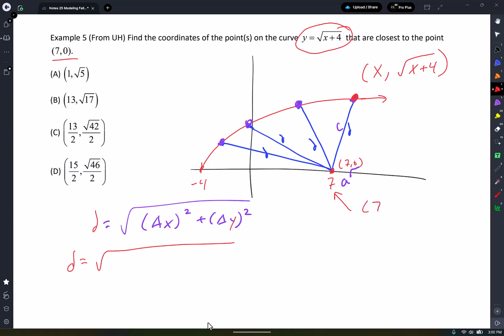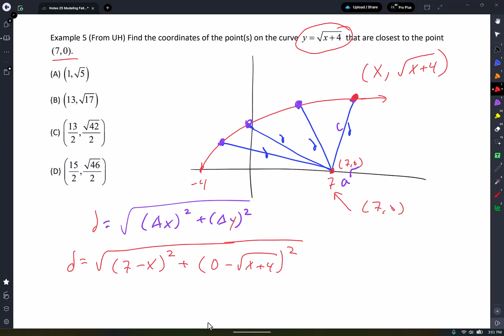That coordinate is 7, 0. All I'm doing is changing x and changing y. That's all I'm doing. So changing x, 7 minus x, close it squared, plus, and then changing y, 0 minus square root of x plus 4, close it squared. Are we still okay? What happened? Oh, nothing. Yeah, we're about to show you a hack though.